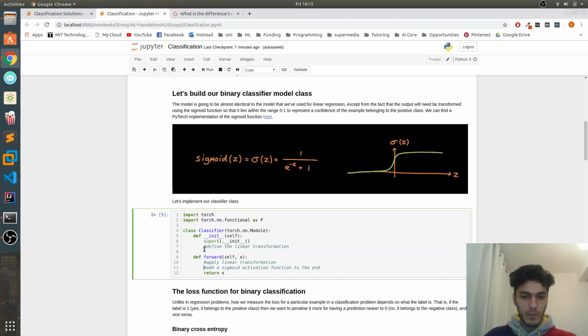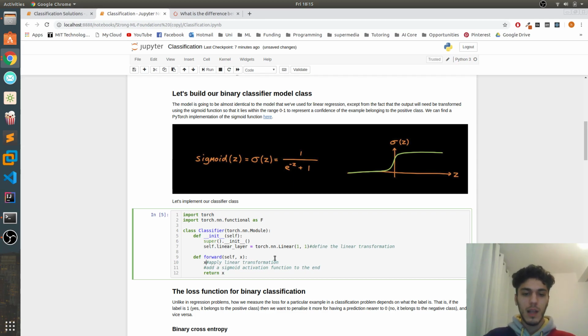So yeah, pause it, have a go at that, and I'm going to go through the answer right now. Okay, so let's define our linear transformation. I'm going to say self.linear_layer is equal to torch.nn.Linear. We've done this before. The number of inputs that I have is 1, which is the square mileage of the house. The number of outputs I have is 1, which is the probability that it's suitable for a family.